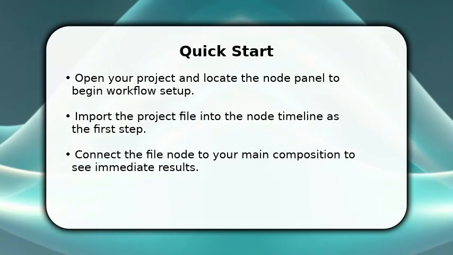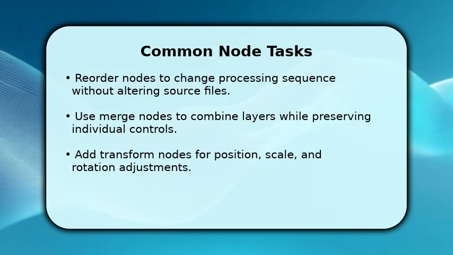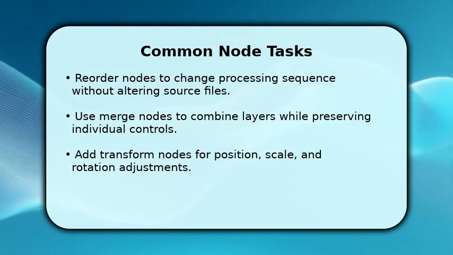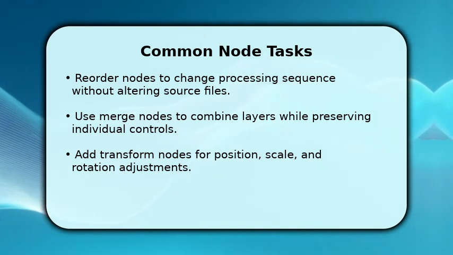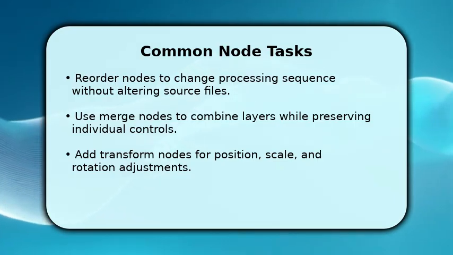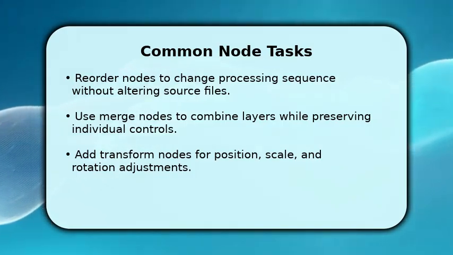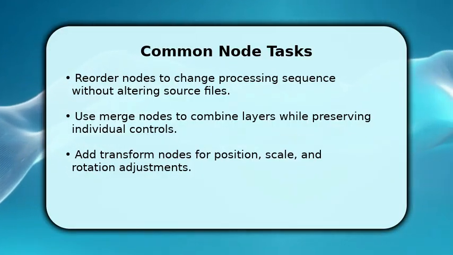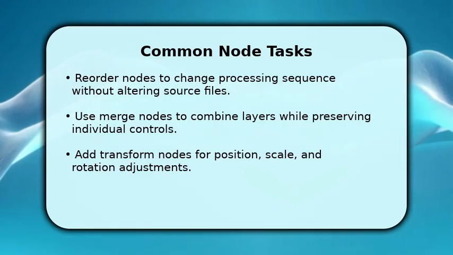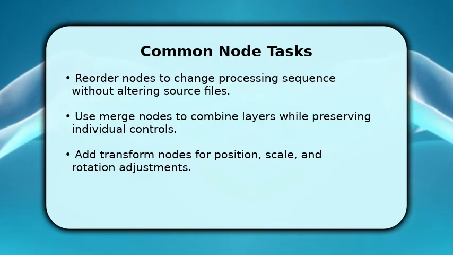minimal for predictable results. Let's walk through common node tasks that keep your project organized and efficient. Reordering nodes changes processing order without touching original clips, and merge nodes let you combine layers while keeping controls separate. Use transform nodes for position, scale, and rotation fixes, and preview after each change to avoid surprises. This method preserves non-destructive edits and helps you iterate quickly with clear, reversible steps.